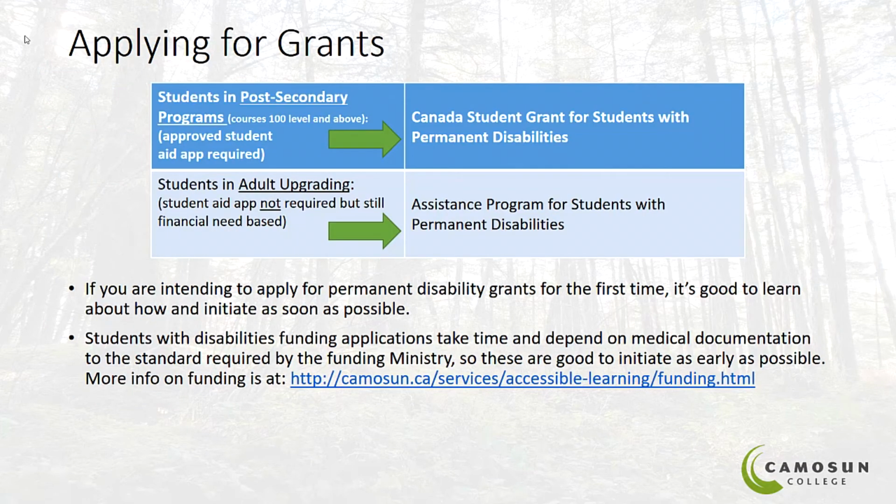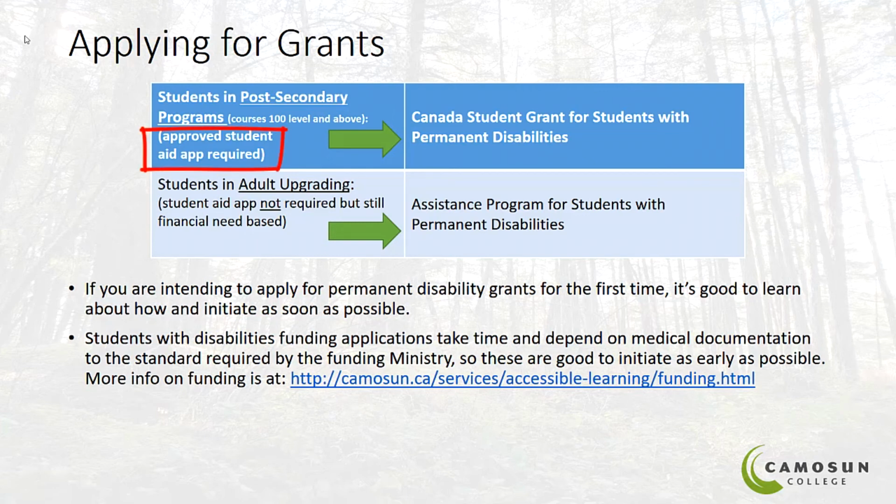The student aid ministries in every province provide specific grants for students with permanent disabilities in post-secondary courses. In BC, a grant is also provided for students in adult upgrading courses in a slightly different way. Each funding source depends on a process that is time sensitive. For post-secondary courses, eligibility each term depends on three main requirements by the funding ministry. Number one, $1 of assessed financial need.